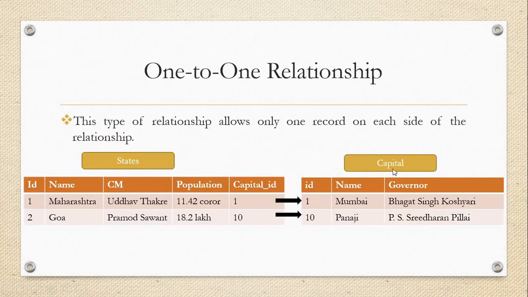So another, I have a table called capital. In that I have ID, I have the name of the capital, and after that I have the governor of that particular state. Okay, the particular state, not the capital, for that particular state I have the governor names. So these two tables are there.